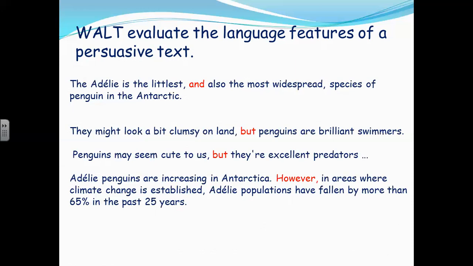Here's some of the examples that I found. The Adelie is the littlest and also the most widespread species of penguin in the Antarctic. They might look a bit clumsy on land, but penguins are brilliant swimmers. Penguins may seem cute to us, but they're excellent predators. Adelie penguins are increasing in Antarctica. However, in areas where climate change is established, Adelie populations have fallen by more than 65% in 25 years.